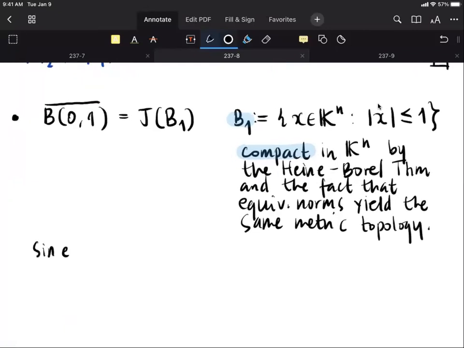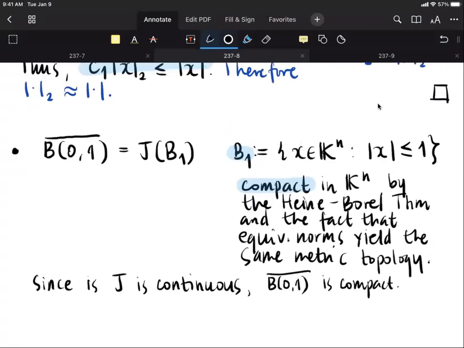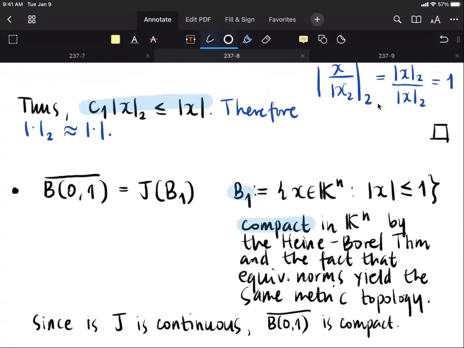Since J is continuous, in fact, it is Lipschitz continuous. The image of a compact set under a continuous map is again compact. So this implies that the closed unit ball in X is compact. And that's the end of the proof of the reverse implication.